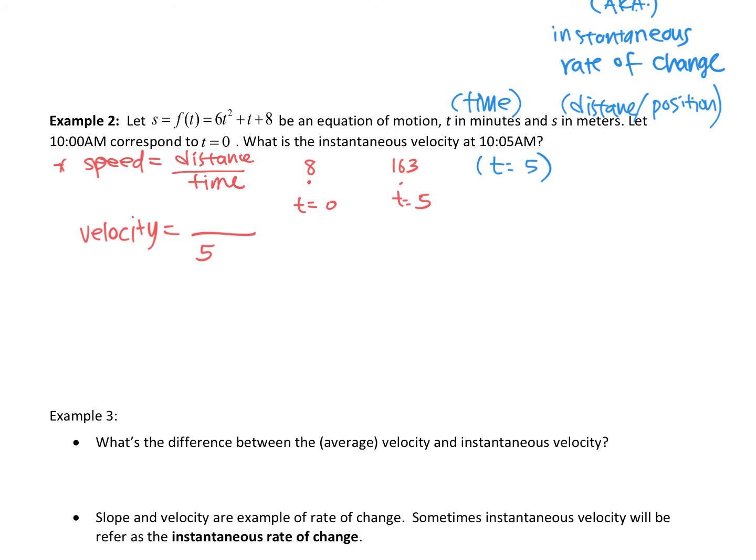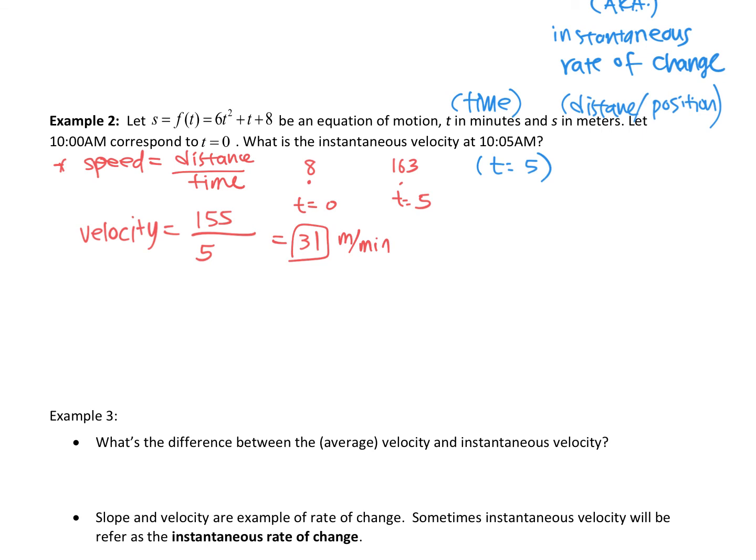So distance traveled is from 8 to 163, so 163 minus 8 will be 155. So basically 155 over 5, which is 31. This is the velocity, so it's distance per time, so that's meters per minute. That's my answer. But here, can we just do that?